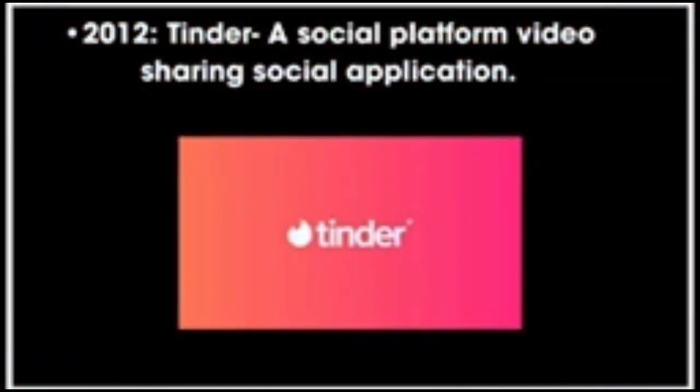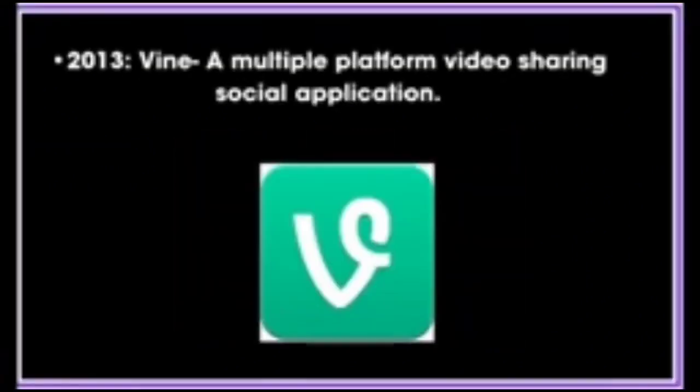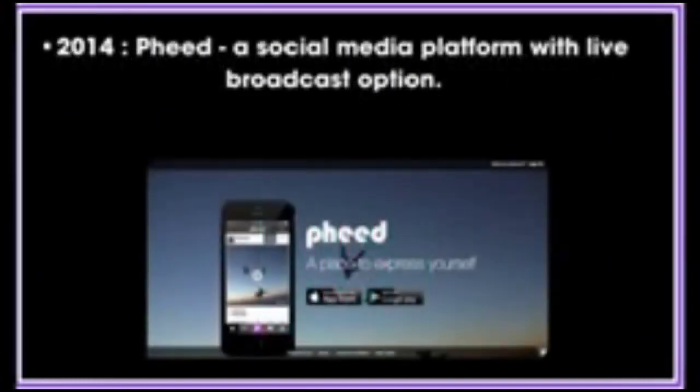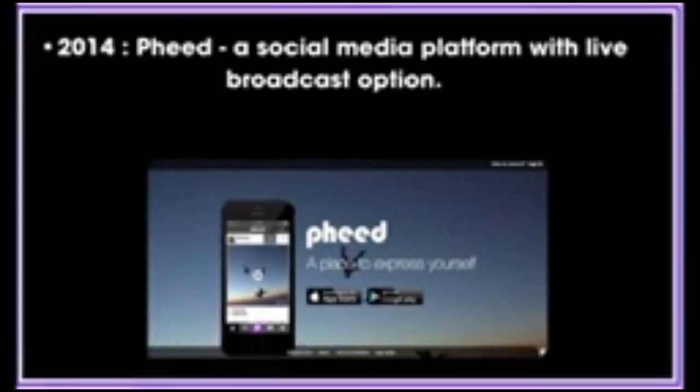So next, we have Tinder in 2012. It is a social platform, video sharing and social application. Tinder is a dating app. Next, we have Vine in 2013. It is a multiple platform video sharing and social application. And last, we have Feed in 2014, a social media platform with a live broadcast option.